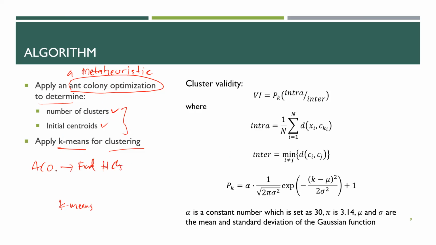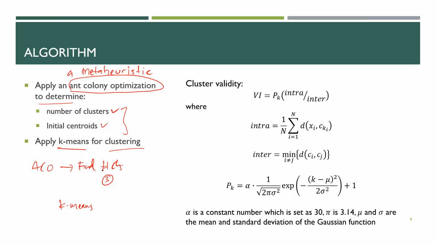Okay, so let's say the ACO gives you a number of clusters of 3. Okay, 3 is the best number of clusters based on ACO. And then k-means, we know that original k-means starts from random initial centroids. If the random choice is good, the result is good. If the random choice is bad, the result is bad. So to solve these problems, the initial centroids are also given by ACO.